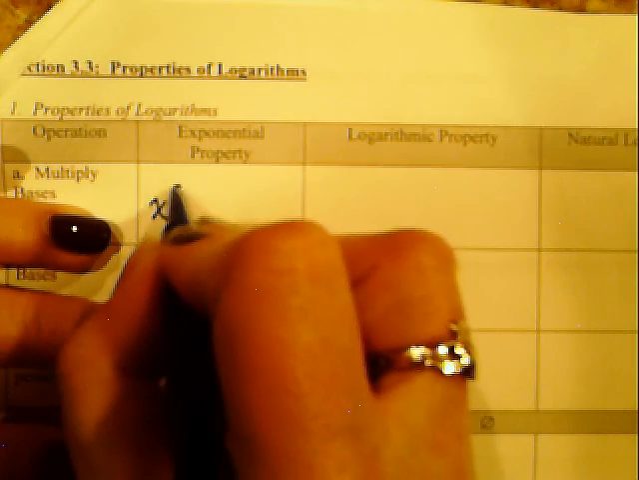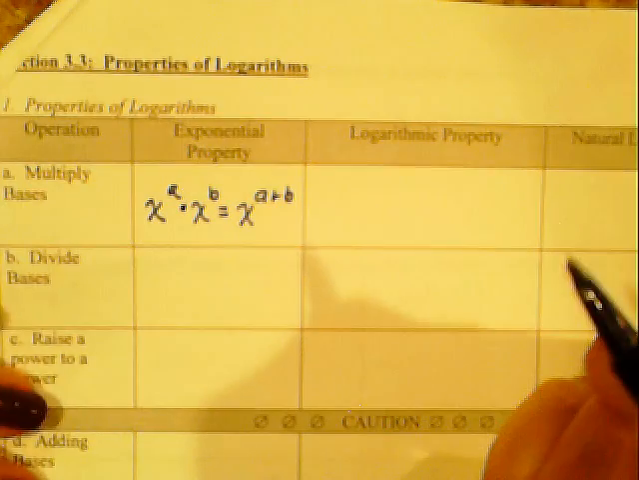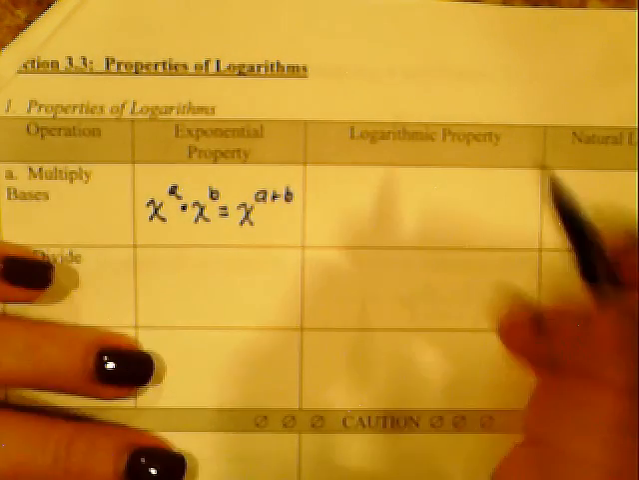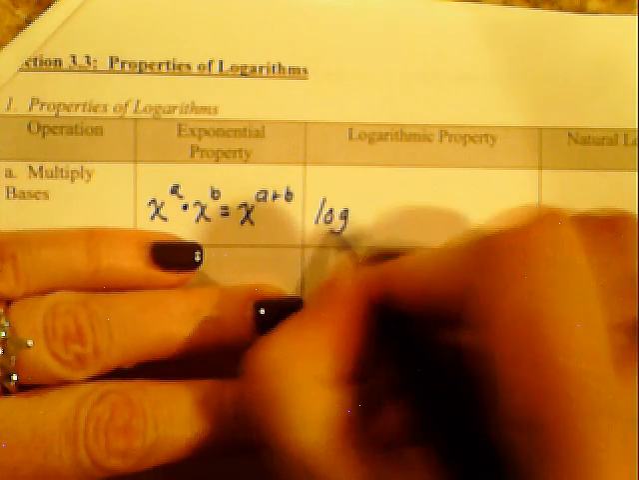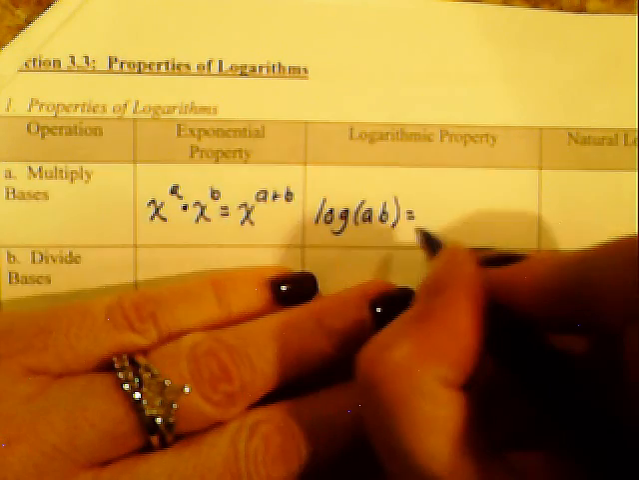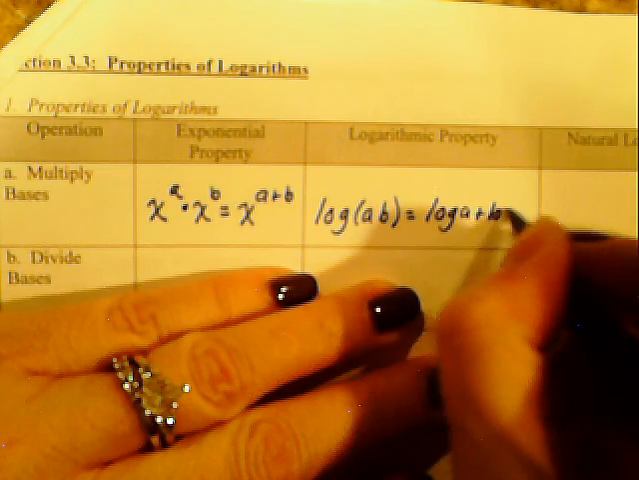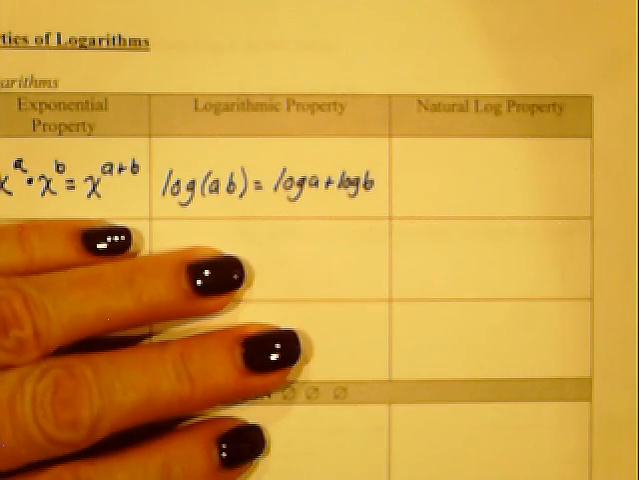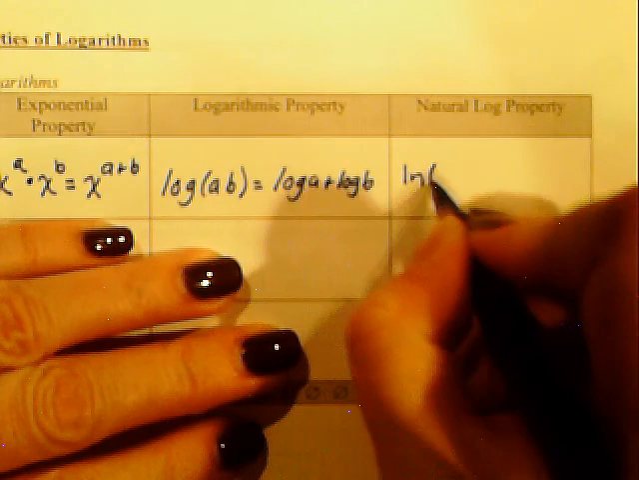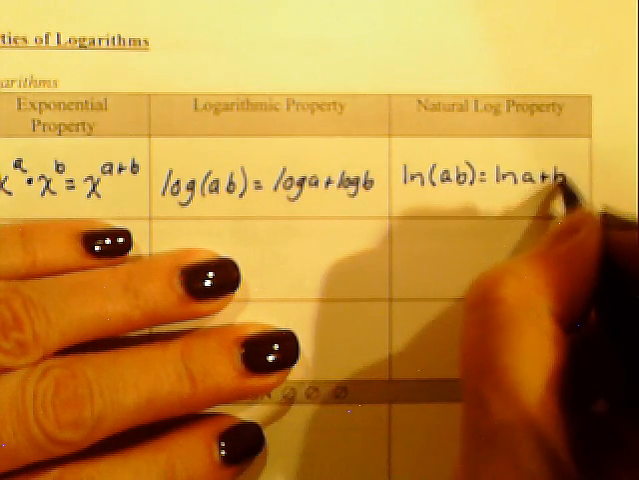Remember, when you are multiplying like bases, the property of exponents is you're simply going to add your exponents together. So your logarithmic property states that if you're taking the log of a product, you can rewrite it as a sum. So you can break this logarithm up as log of A plus log of B. Remember, natural log is a logarithm of base e, so this also applies to your natural logs as well. Natural log of A times B is equal to the natural log of A plus natural log of B.